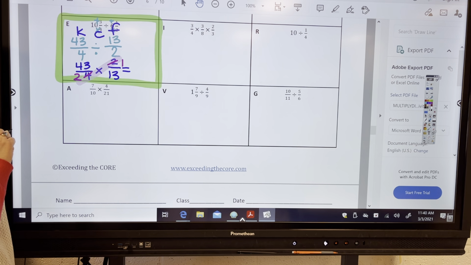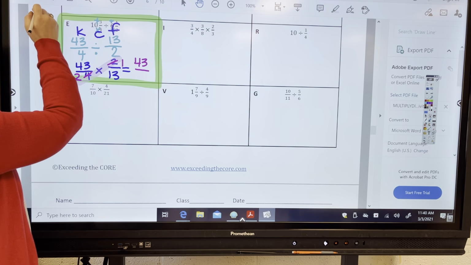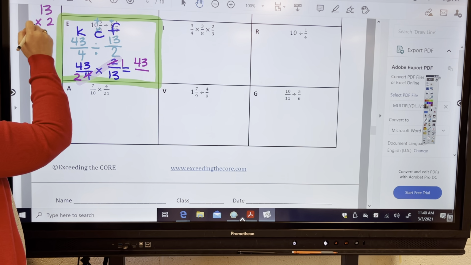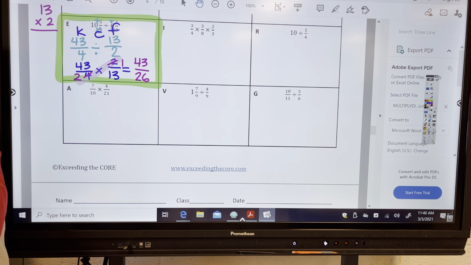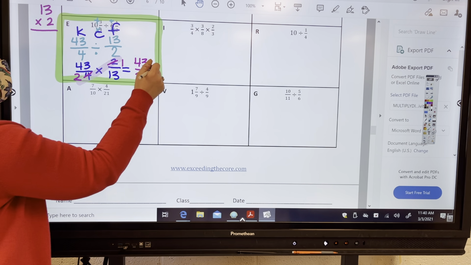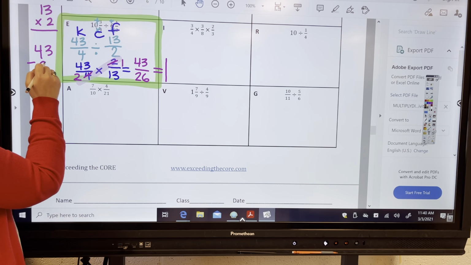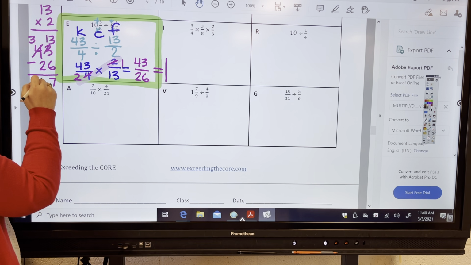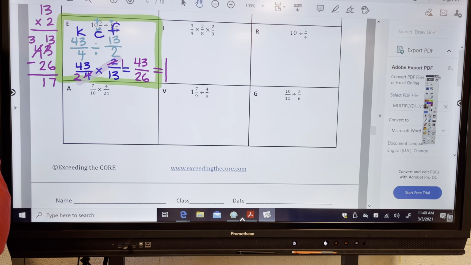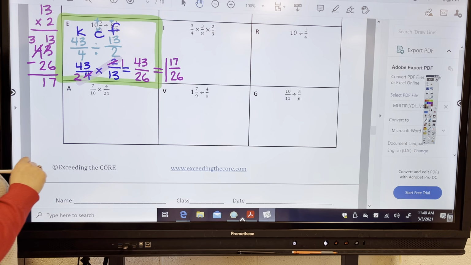43 times 1 is... 2 times 13 is 26. Can I leave it like that? How many times will 26 go into 43? 1. 43 minus 26 is what? 8? No. 17. Is that an option up top? Yeah.